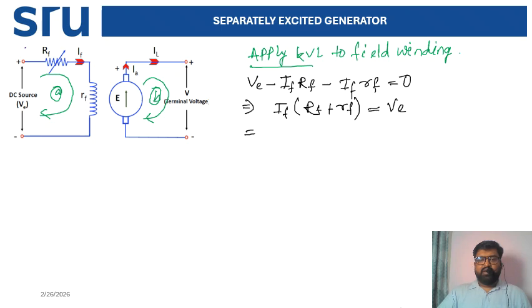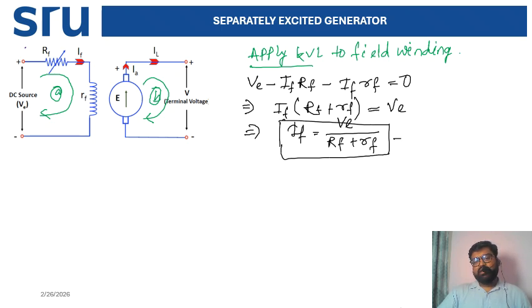Now I'm solving the equations. Then you can easily see here IF equal to V by RF plus, okay, you can mark it as equation number 1. In this equation, I think no doubt will be there. It is a very simple equation, so derive this one.